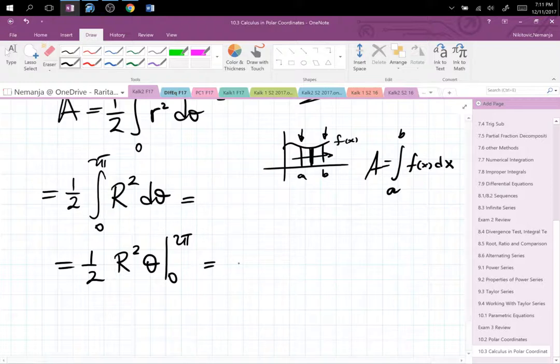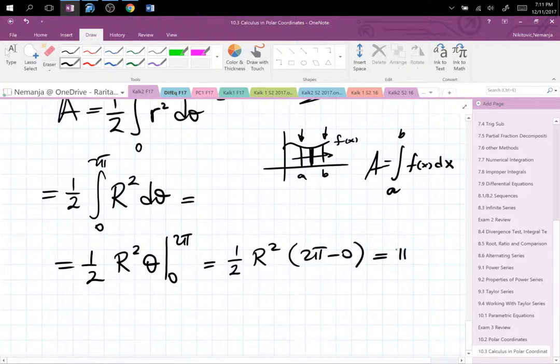So now I have 1/2 r squared, 2 pi minus 0, and there's your pi r squared. So if capital R is 3, you get 9 pi. If capital R is 5, you get 25 pi. So no matter what r you get, you can compute the area of the circle.